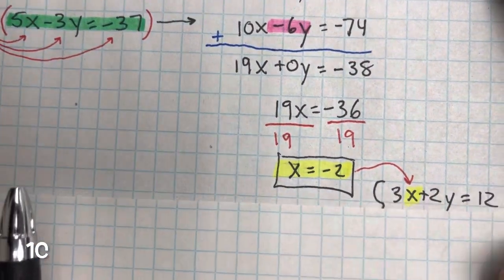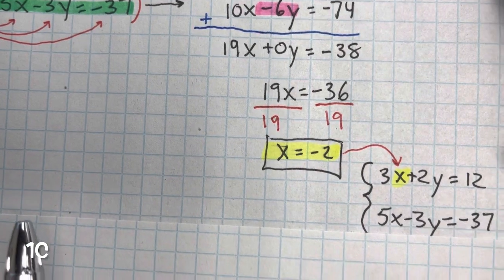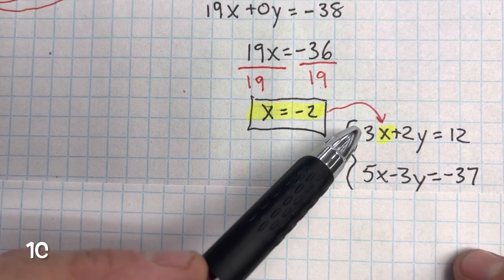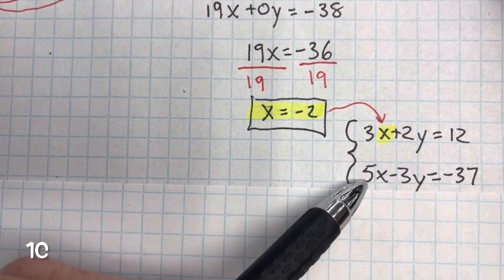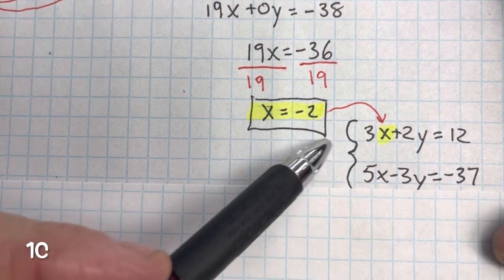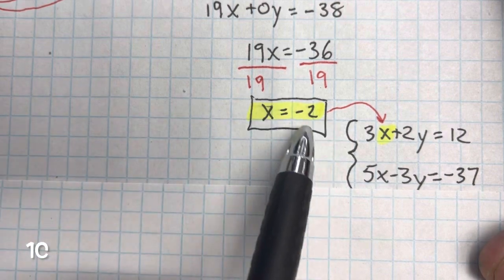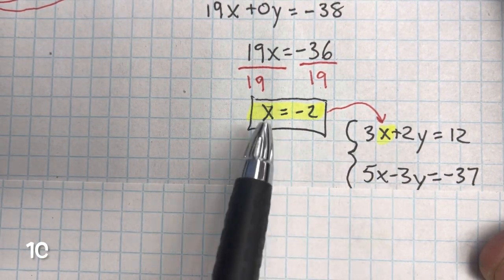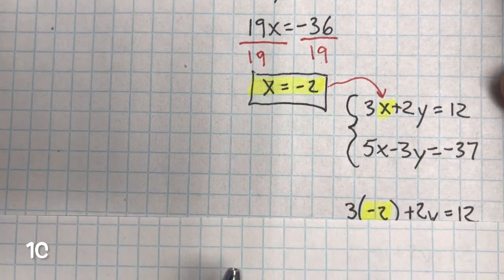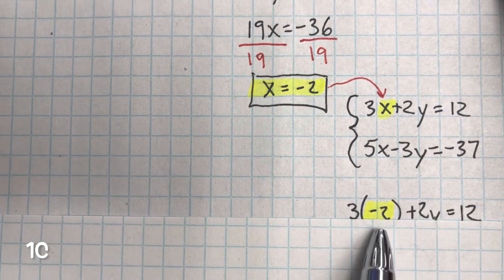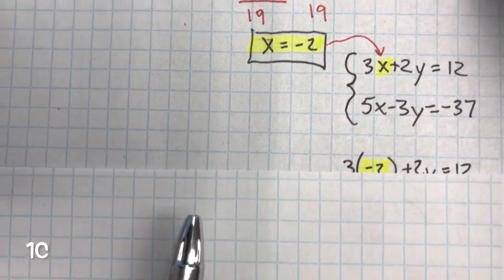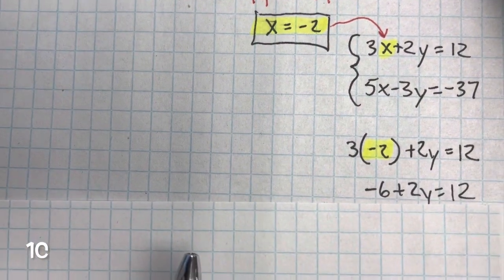Now we need to find the y value. And we can do that by substituting it into either the top or the bottom equation. Either one will work. And I'm going to go ahead and substitute it in the top equation. So it's 3 multiplied by x. What does x equal? x equals negative 2. So now I have 3 multiplied by negative 2, which equals negative 6.